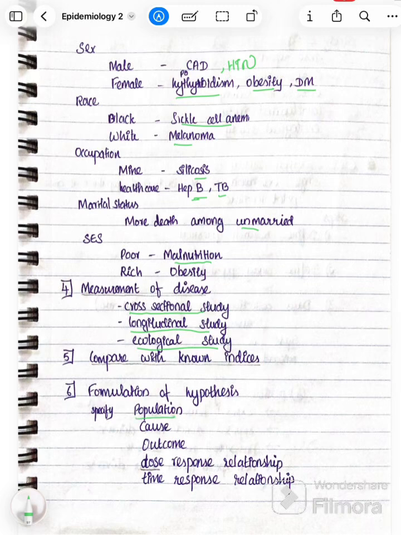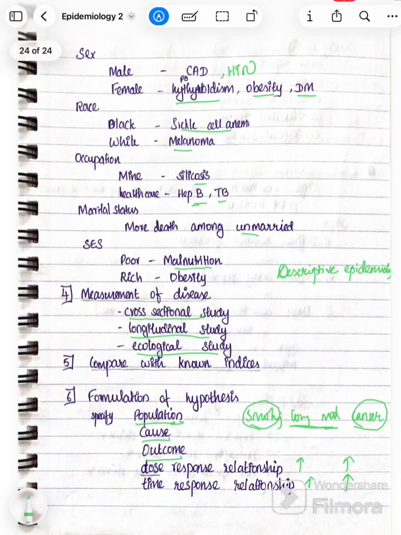A hypothesis must specify the population, cause, outcome and dose response relationship. Increased exposure causes an increase in the disease. For example, smoking for a long time leads to cancer. This is how we should form the hypothesis. So we are at the end of our session. We have covered descriptive studies. The aim of descriptive epidemiology is to generate the hypothesis. Hope you understood the lecture, and thank you for listening.